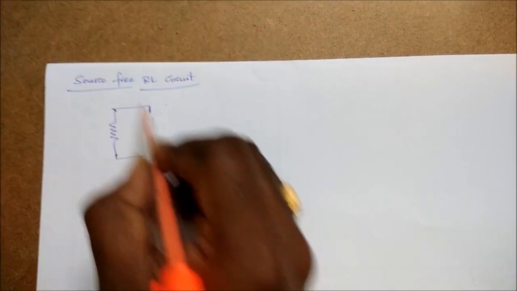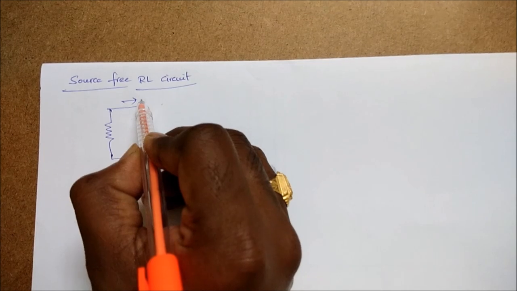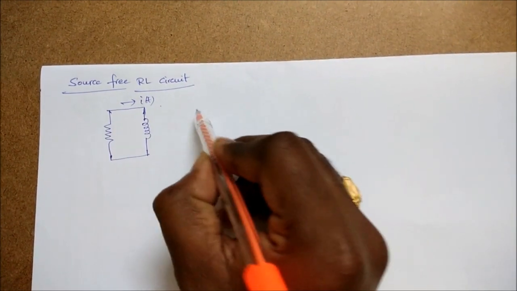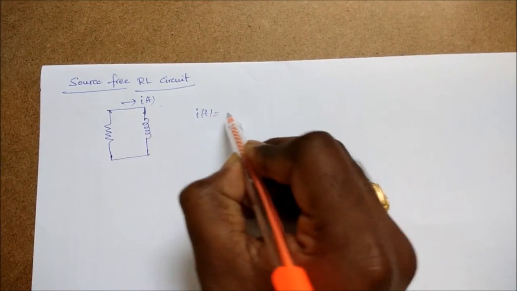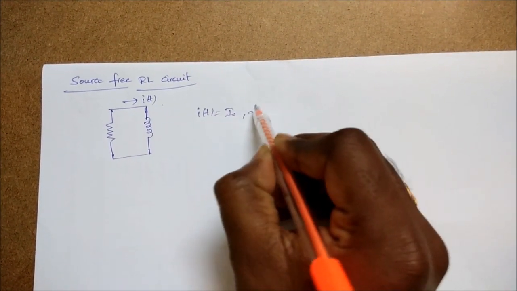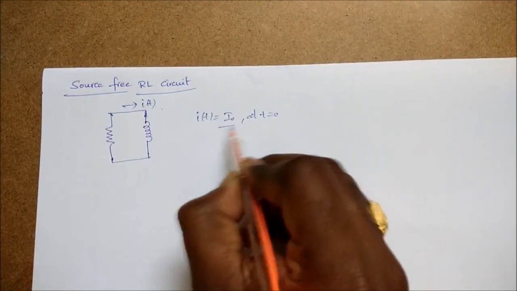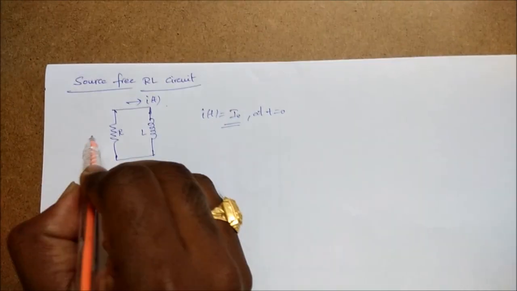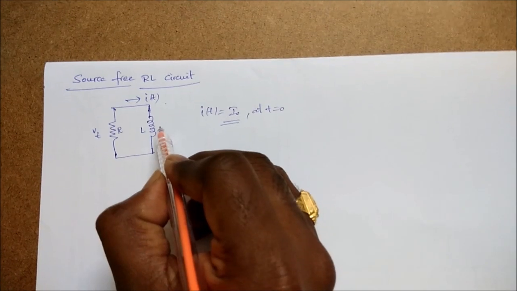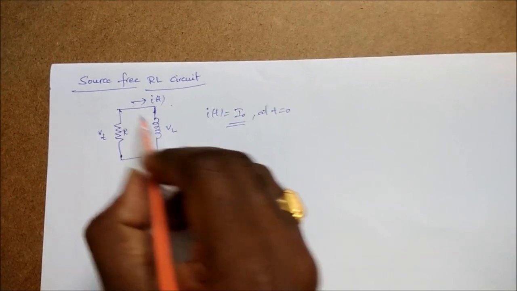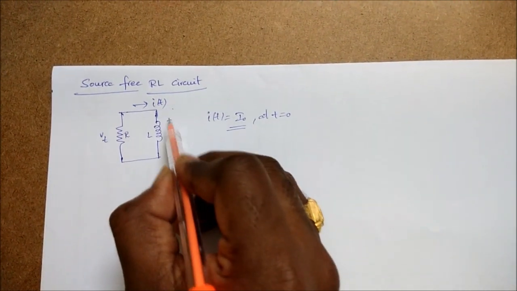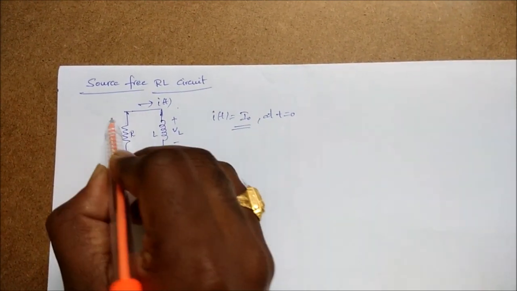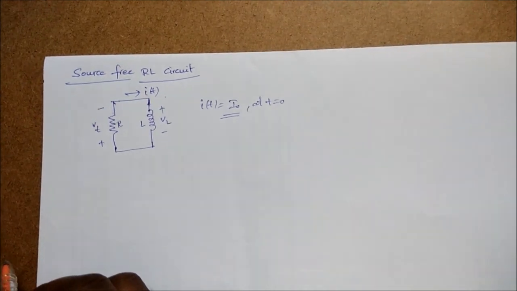So it has some energy initially, therefore there is some initial current. I of t is equal to I naught at t is equal to 0. That means the initial current is I naught. And this is R, this is L. So V of t and VL, the current is flowing like this, so plus minus. And here the current is flowing in this direction, so it is plus minus here.